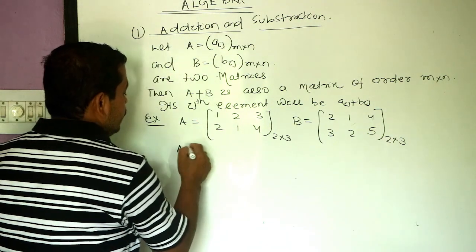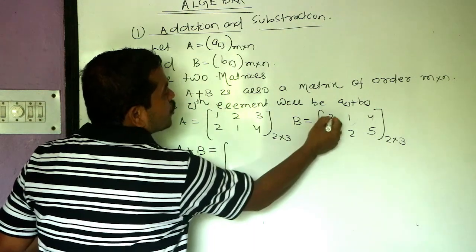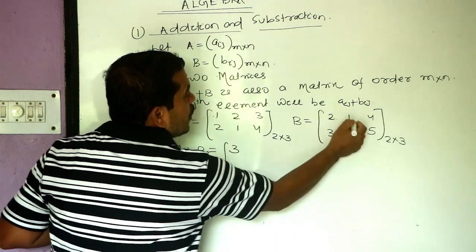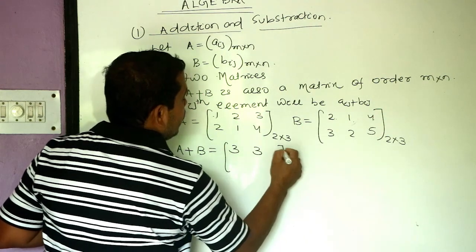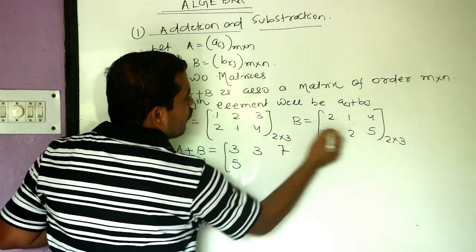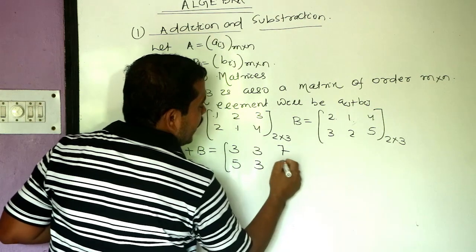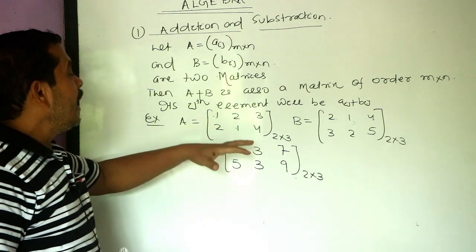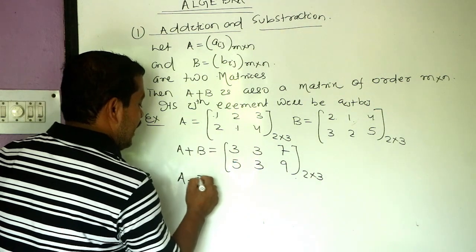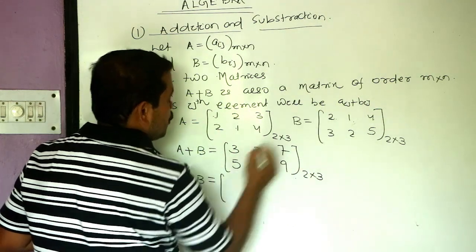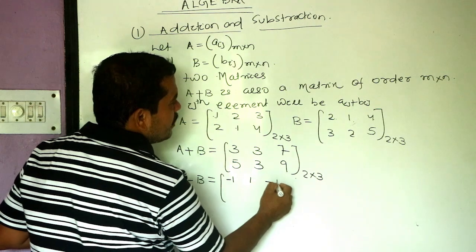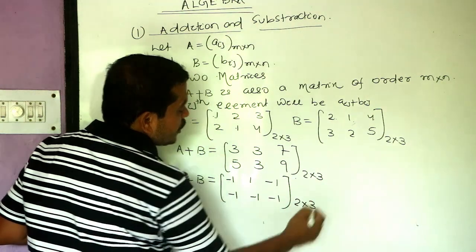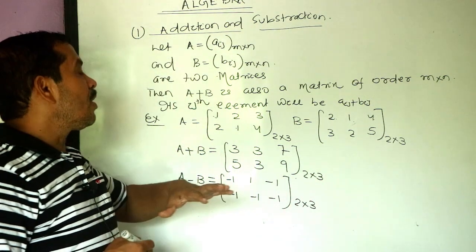How can we add? A plus B will be 1 plus 2. The corresponding element will be added to the corresponding element. 1 plus 2, 3. 2 plus 1, 3. 3 plus 4, 7. 2 plus 3, 5. 1 plus 2, 3. 4 plus 5, 9. And its order will be 2 cross 3. That is the addition of two matrices. Similarly, A minus B will be 1 minus 2, 2 minus 1, and so on. Its order will be 2 cross 3. After addition and subtraction, the order will not change.